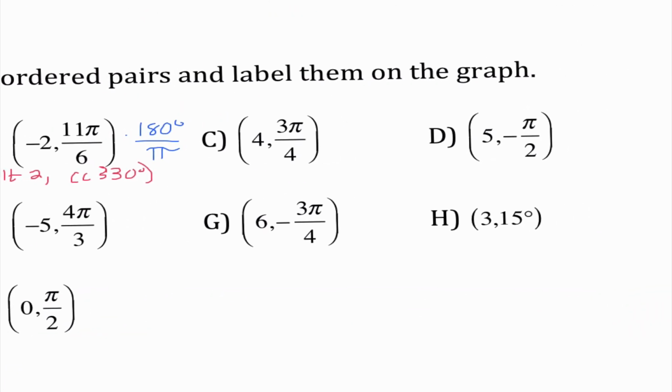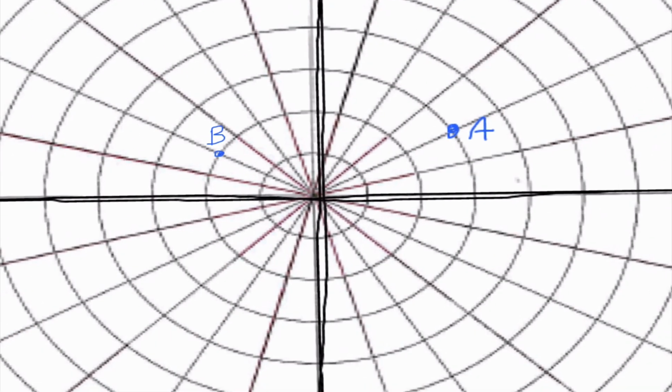Okay, for C, C is telling us that we are going to move to the right 4. And when I convert that into degrees, I get 135 degrees. So I'm going to start going to the right, 1, 2, 3, 4. And I'm going to go 90, 120, 135. So point C would be up here. So as you guys are seeing, this is just a lot of practice. The more I practice this, the better I get at it.